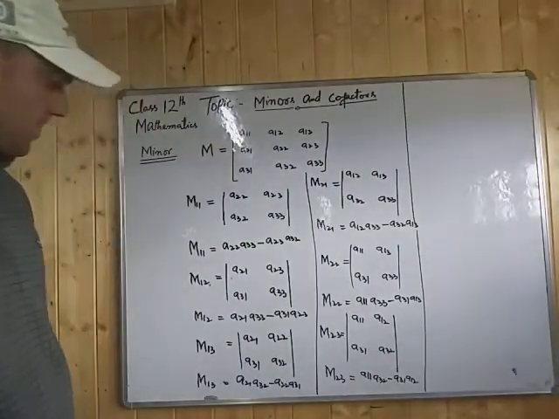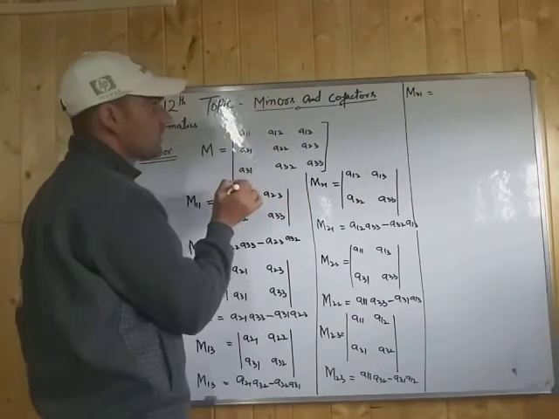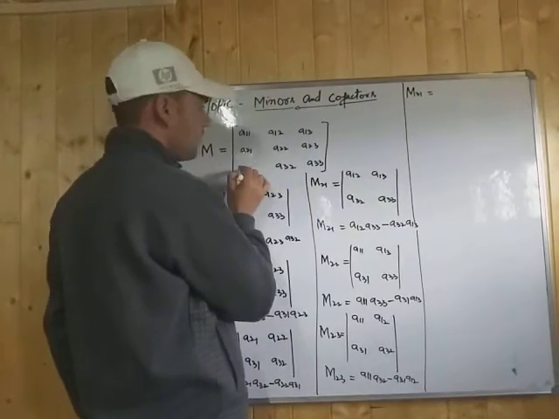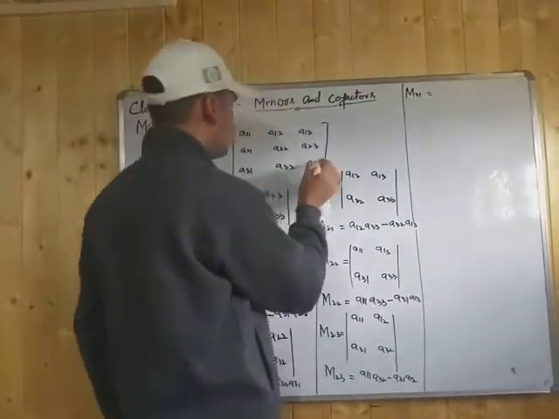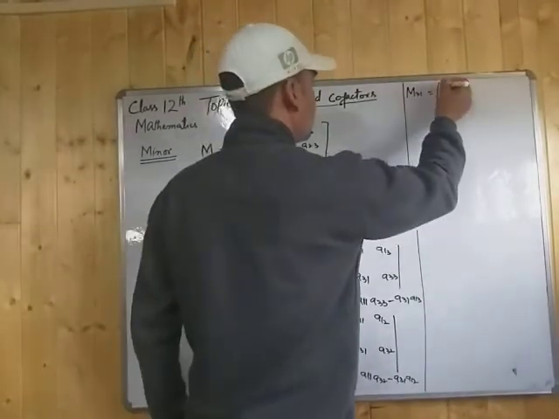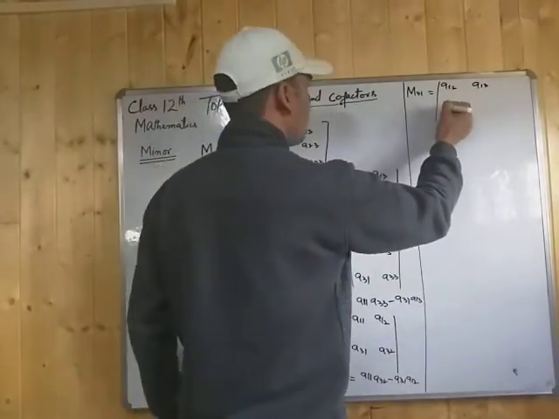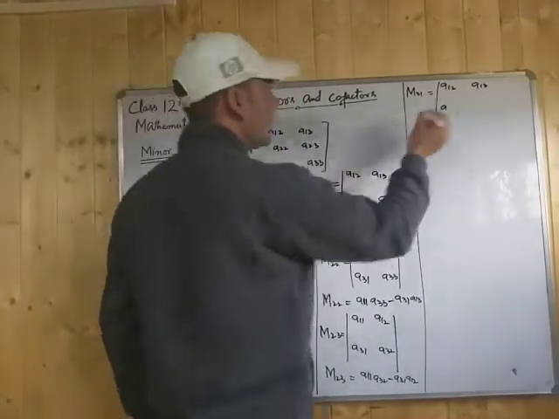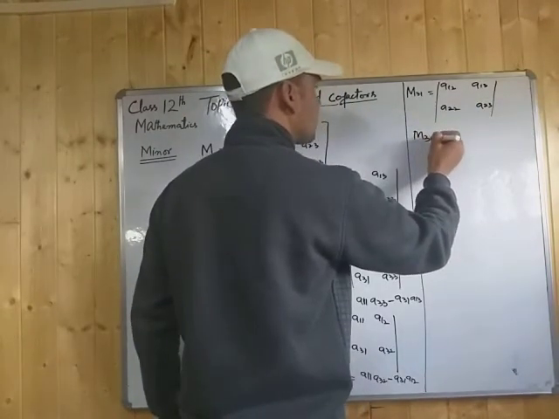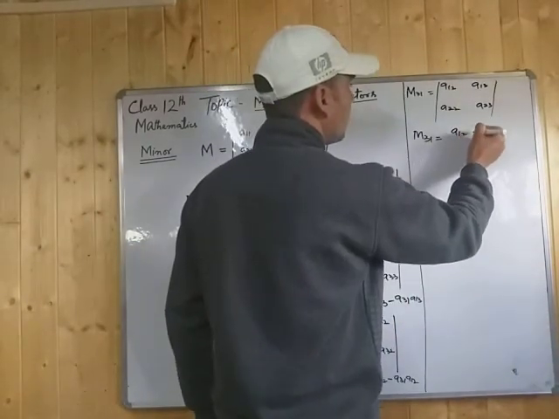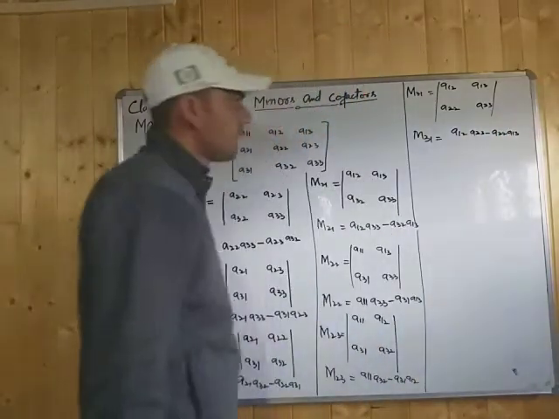Similarly, we'll calculate here M31. This position is the element of third row but first column, so by deleting third row and first column, this will be equal to A12, A13, A22, A23. तो अगर इसको आप एक्सपेंड करेंगे, so that is equal to A12 into A23 minus A22 A13. तो ये आपने M31 निकाला.